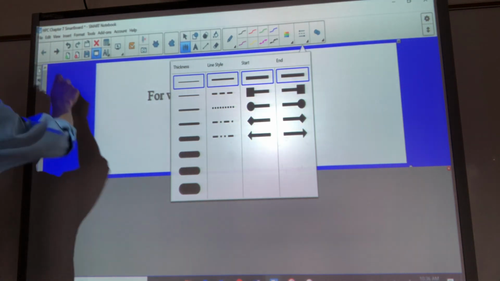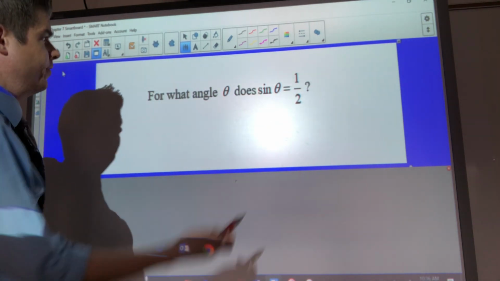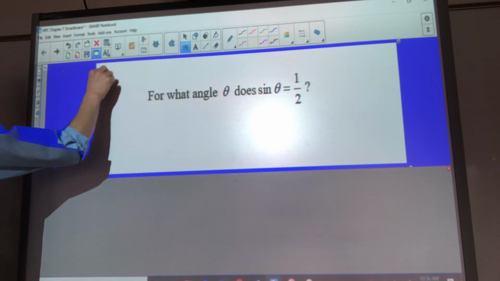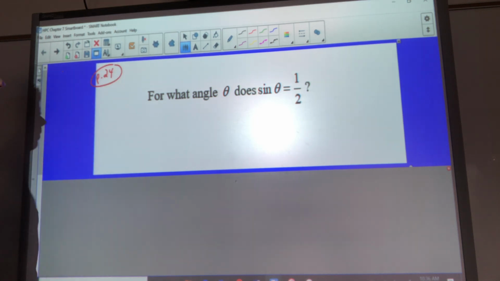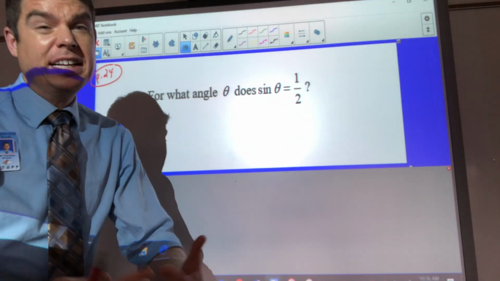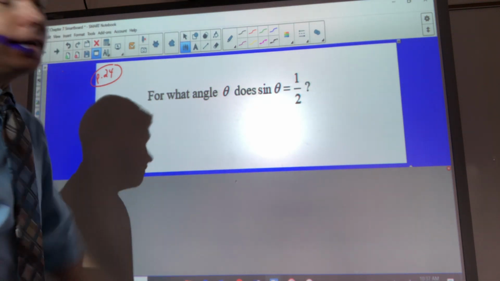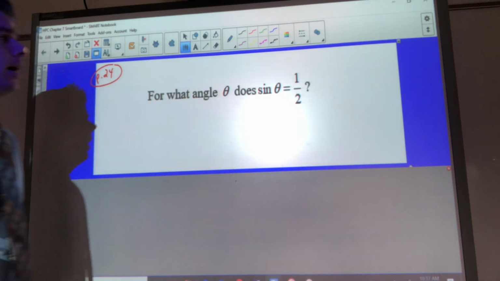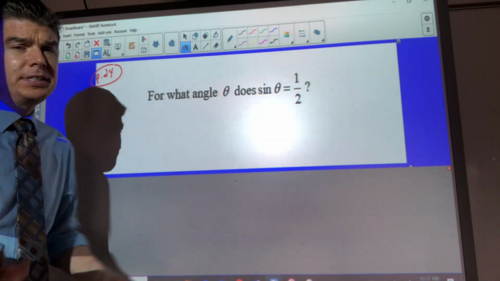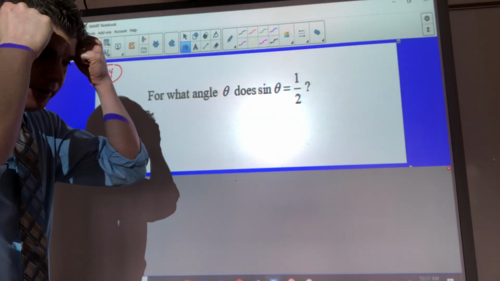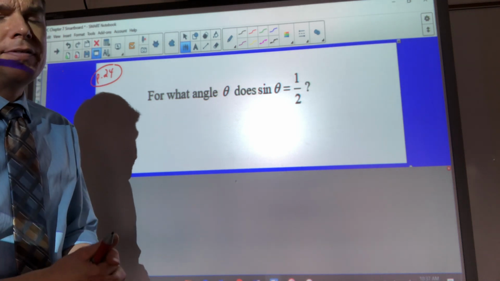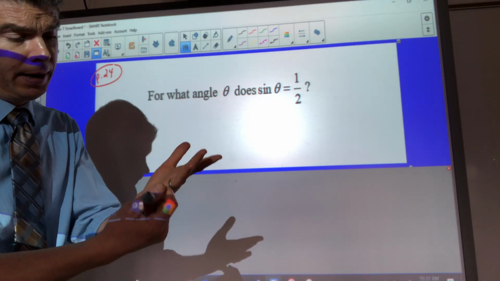Okay, so what I want you to look at, eventually we're going to be on page 24 of your workbook, but there's a question up here that's kind of leading into that. It says, for what angle theta does the sine of theta equal 1/2? And so my hope is that, okay, wow, sine of theta equals 1/2. I know this is one of my values. I could pick 30 degrees or pi over 6.